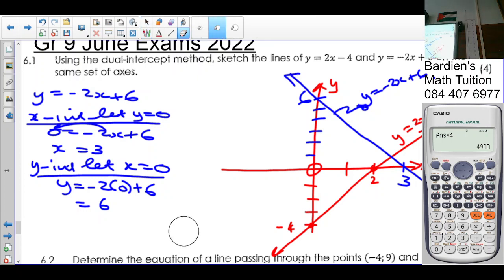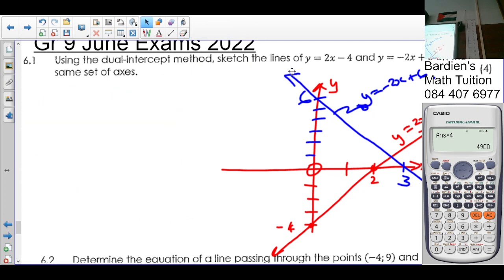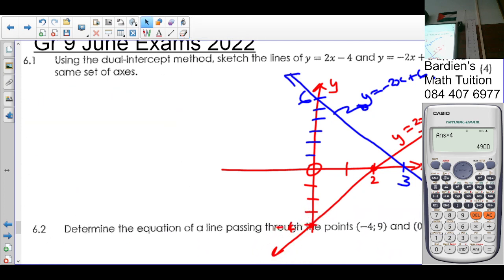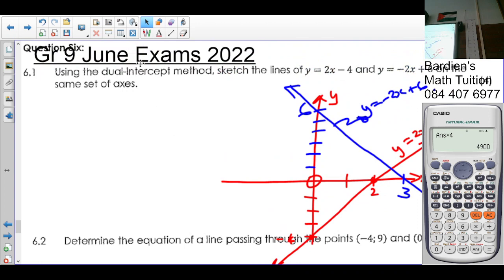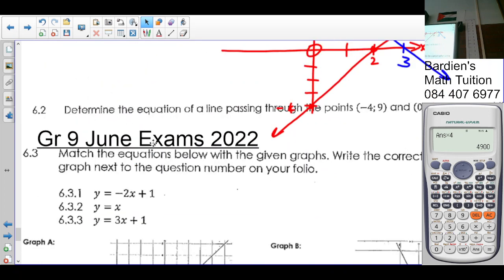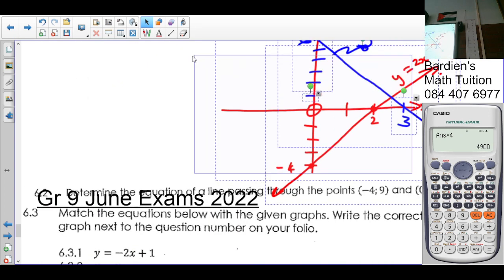Okay. So let's look at the questions that follow. 6.2 says determine the equation of the line passing through the points. That has nothing to do with this calculation here, so I'm going to take us off here.